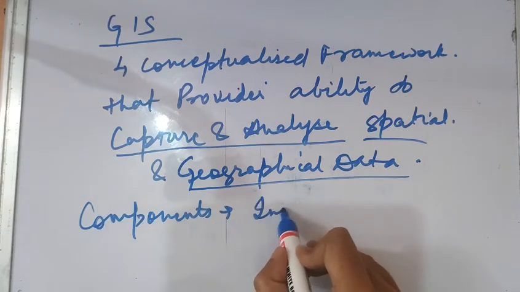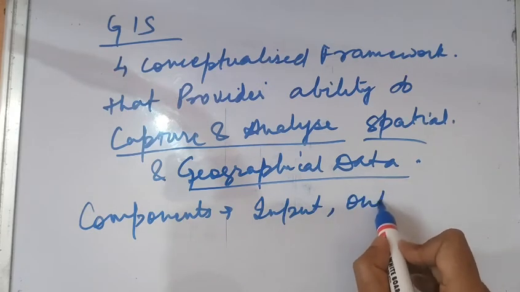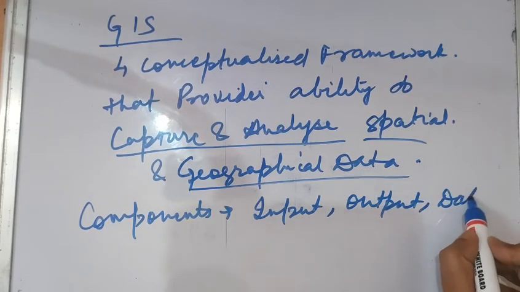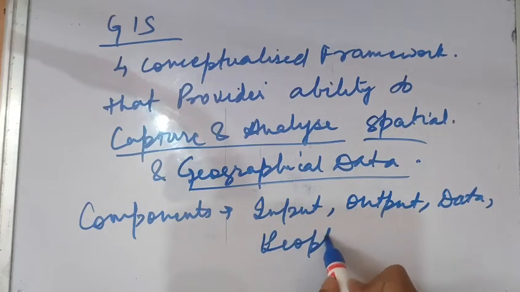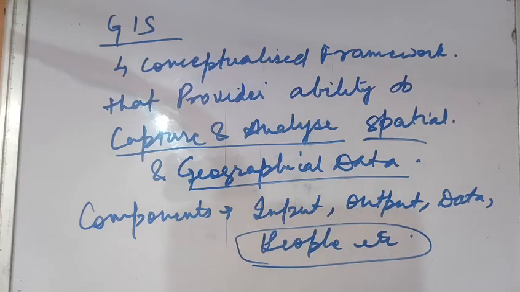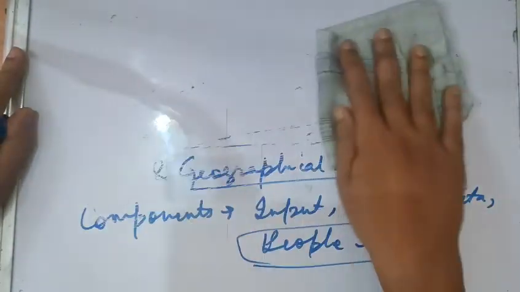We have got some components of GIS. The common components are input, output, data, people, etc. So these are some major components of GIS. It has some kind of input, then it gives its output. It helps in managing data. It helps us people in providing that data. So these are common things. It helps in analyzing geographical and spatial data. So this is what GIS is.